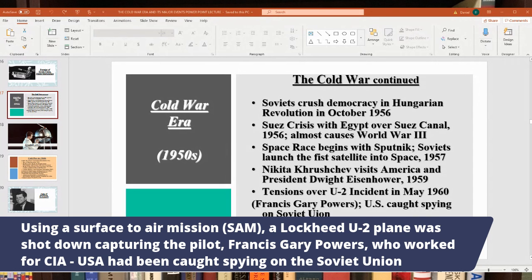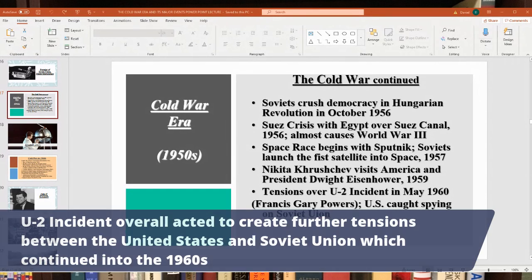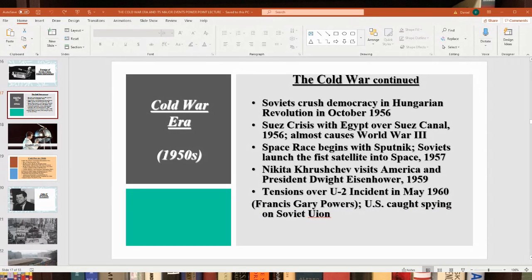And so that helped to create a lot of tensions between the United States, of course, and the Soviet Union, which would continue when John F. Kennedy became president in the early 1960s. So that's something that really helped to cause a lot of problems. So yeah, that's basically what occurred with that.